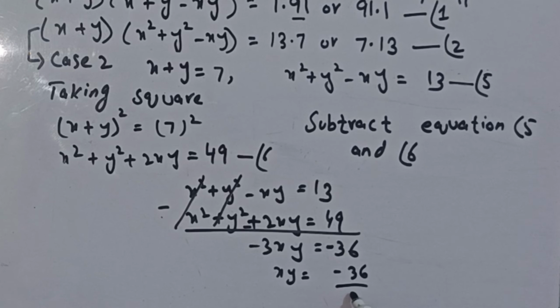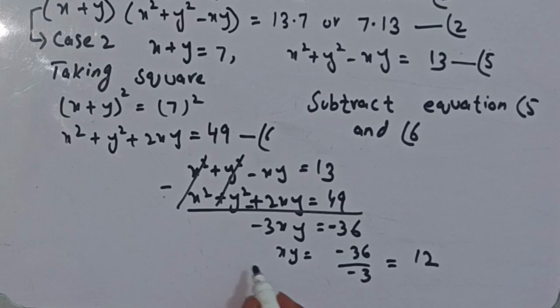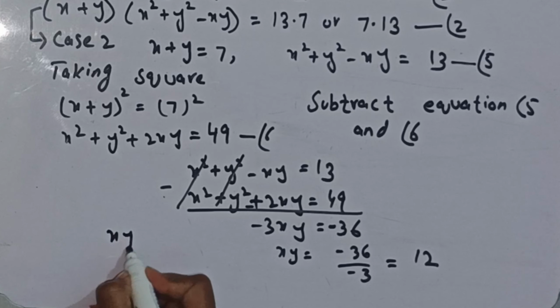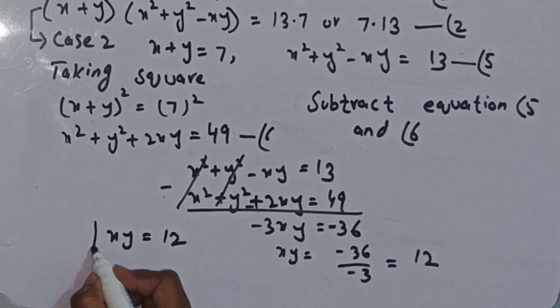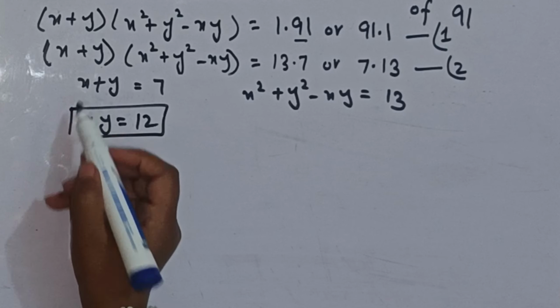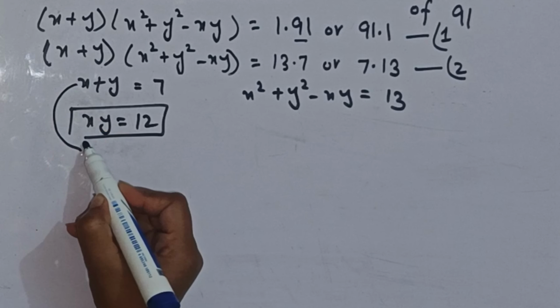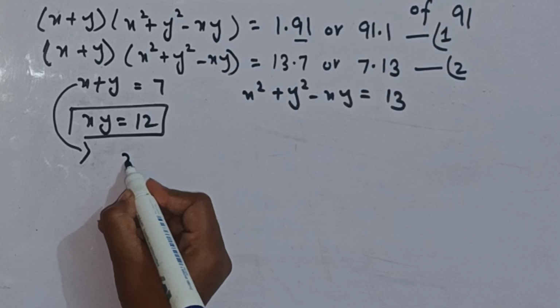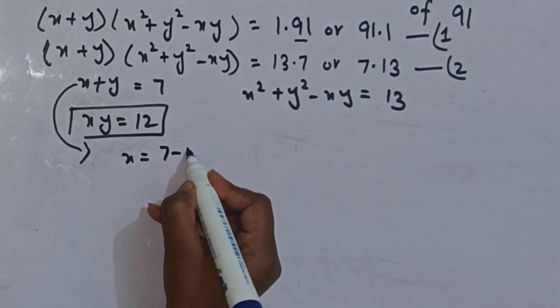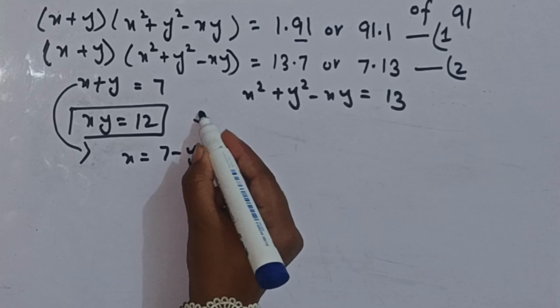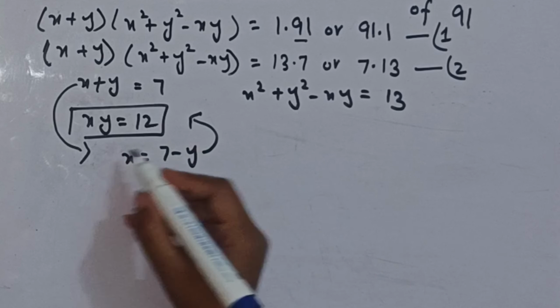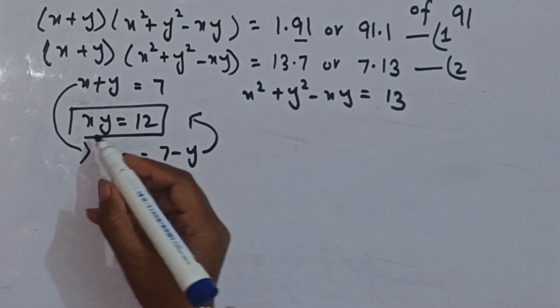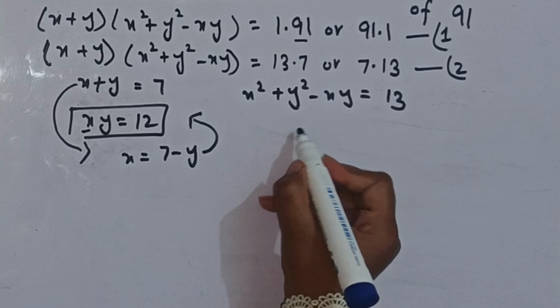So divide both sides by minus 3, so we get 12. So here we have product of xy is equal to 12. Now look at this equation. We have x plus y is equal to 7. So this implies x is equal to 7 minus y. So we put this in the above equation, which is product of xy is equal to 12.